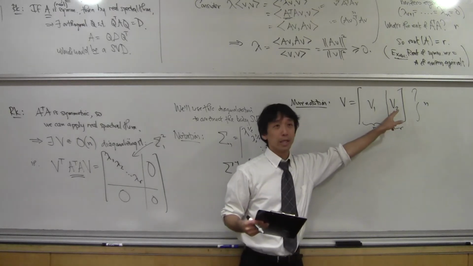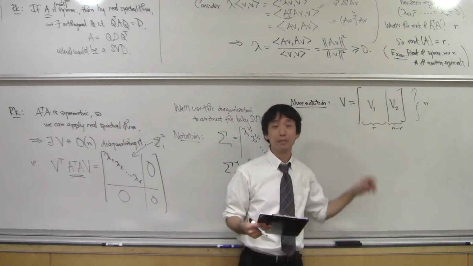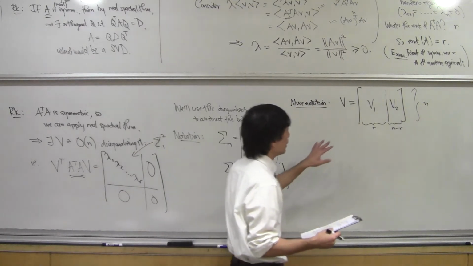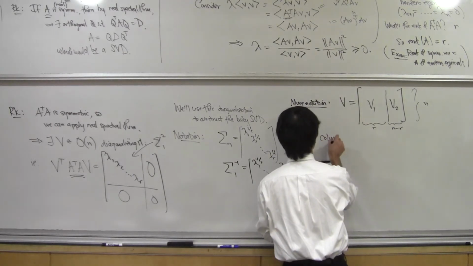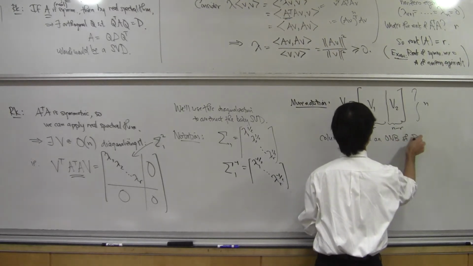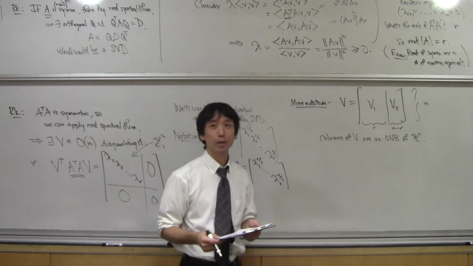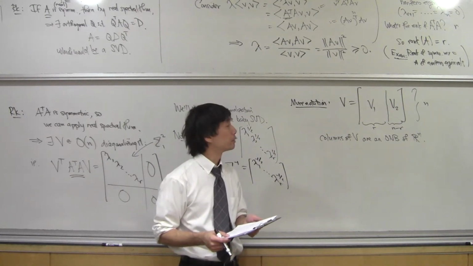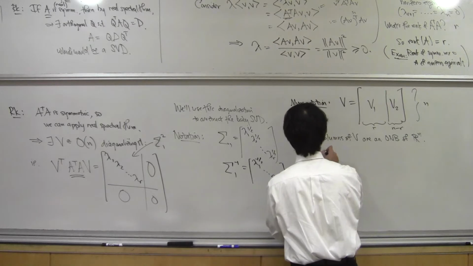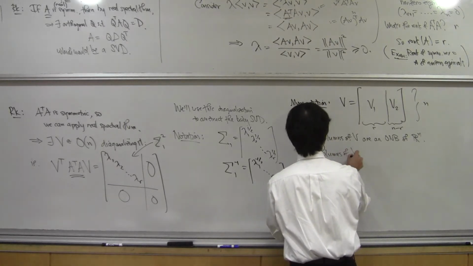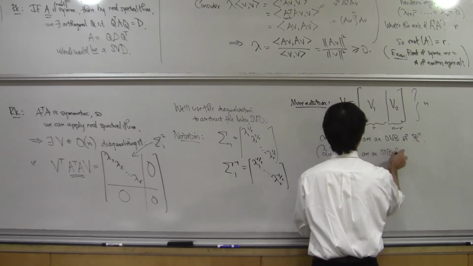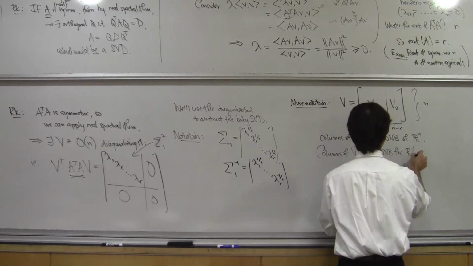Right. And we call the second n minus r columns, the remaining columns, V2. Okay, so remember, the columns of V are an orthonormal basis of Rn. Columns of V are an orthonormal basis of Rn. And you see that the columns of V1 are an orthonormal basis for the range of A^T A.